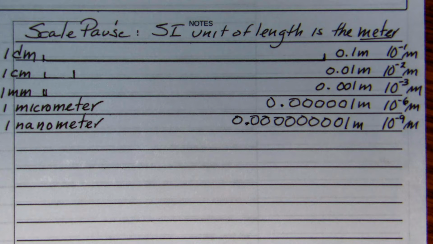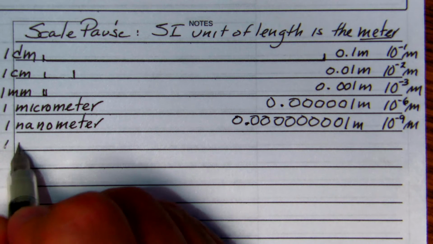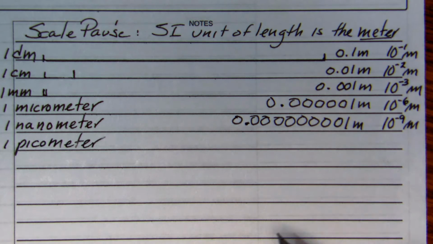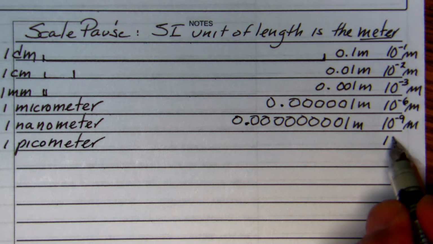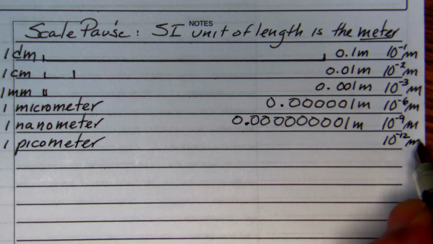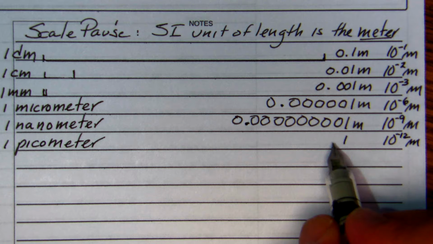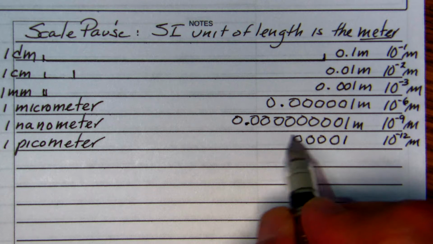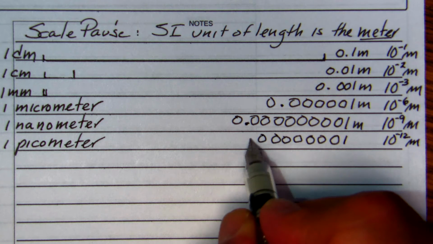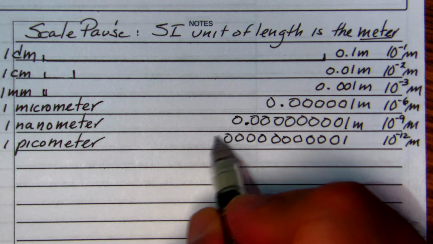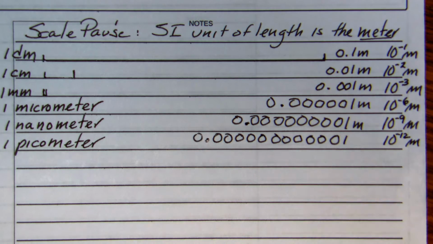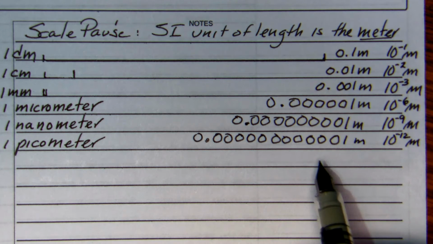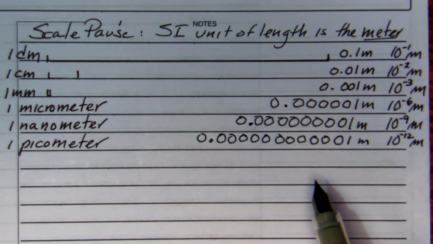The last one I'm going to give you is 1 picometer, and that's 10 to the minus 12 meters. Notice we're going up by 3. So this would be 1 preceded by 11 zeros. 2, 3, 4, 5, 6, 7, 8, 9, 10, 11. So there's 11 zeros before the 1. This would be in meters. So you should get the idea of how small these numbers are.